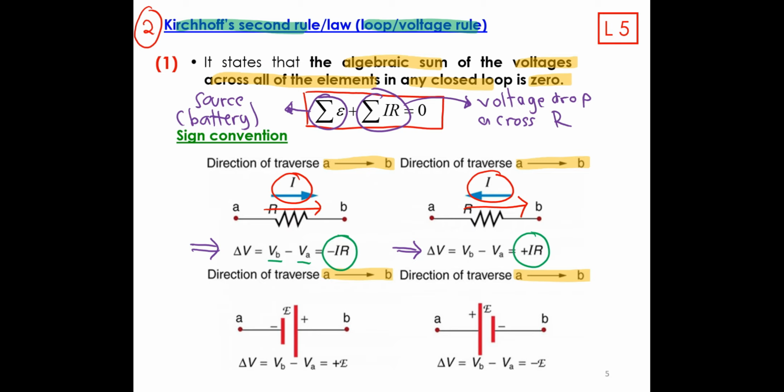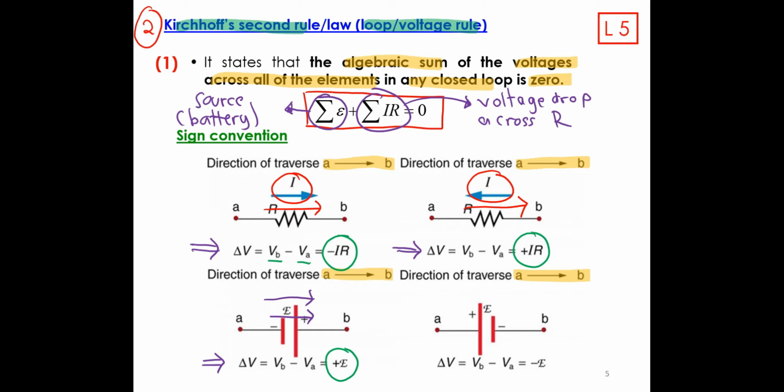Next, for the battery itself. If the direction of traverse is in the same direction as the current flow, because current flows from positive to negative, then the potential difference for this EMF is positive EMF.